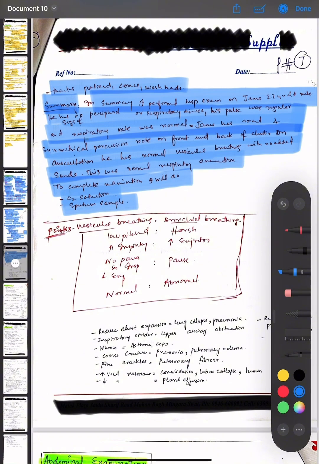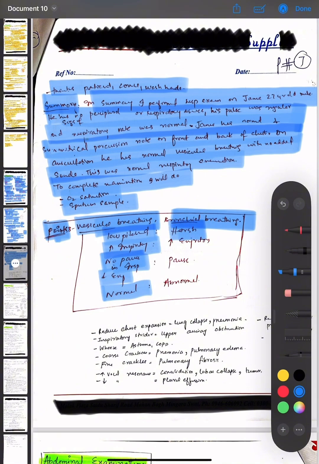So these are the points which we should remember. The vesicular breathing and the bronchial breathing. The vesicular breathing is low pitched, inspiration is increased, and there is no pause between inspiration and expiration, and it is normal breathing. The bronchial breathing is harsh, the expiratory phase is increased as compared to inspiratory, and there is a pause present, and it is abnormal breathing.